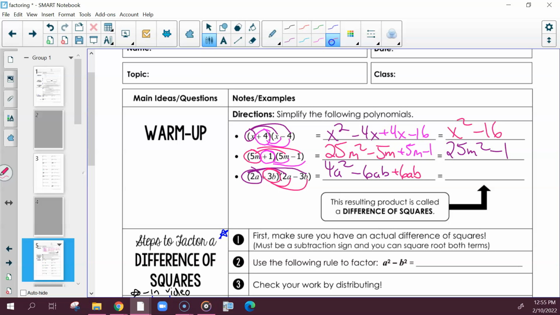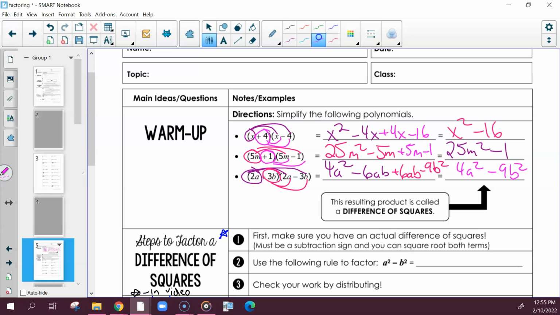And then 3b times negative 3b. I heard negative 9. Negative 9. So when we combine those like terms, the middles cancel again, and we're left with 4a squared minus 9b squared. It is a little more complex because there's more variables.